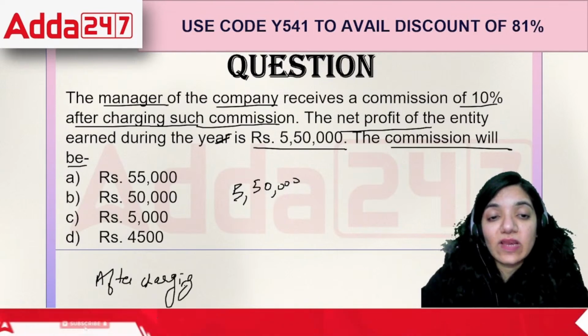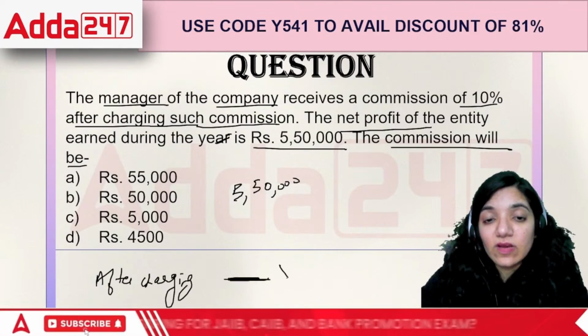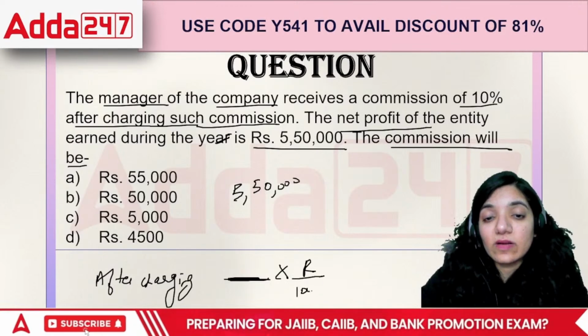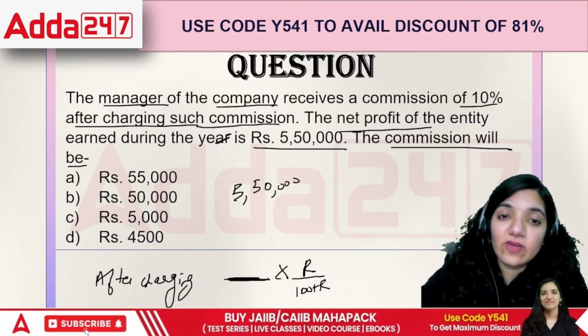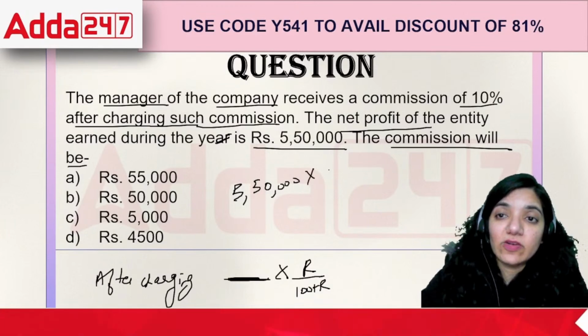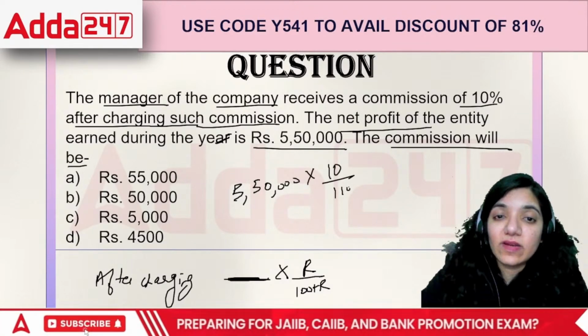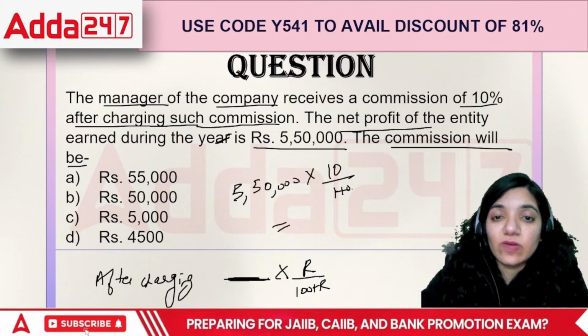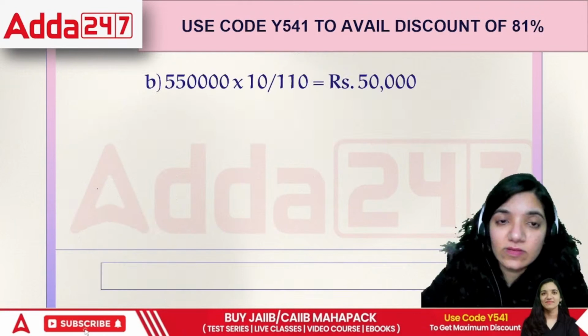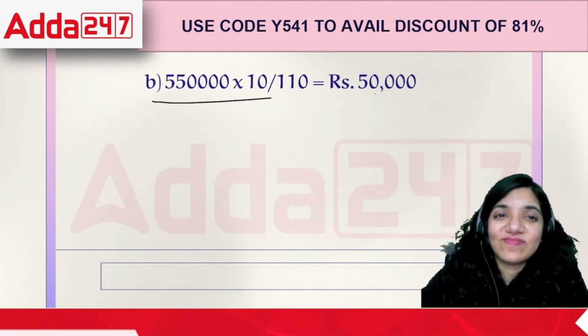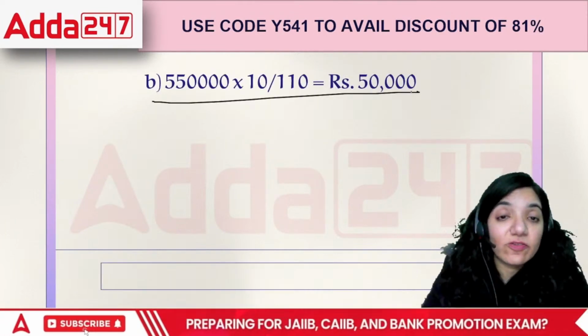the best way to write it is: take the profit multiplied by rate upon 100 plus rate. So that's the way we can record it. That is 5,50,000 into rate, which is 10, upon 110. So in this case, the value will come out to be 50,000. That's the answer. Such kind of questions can be asked.